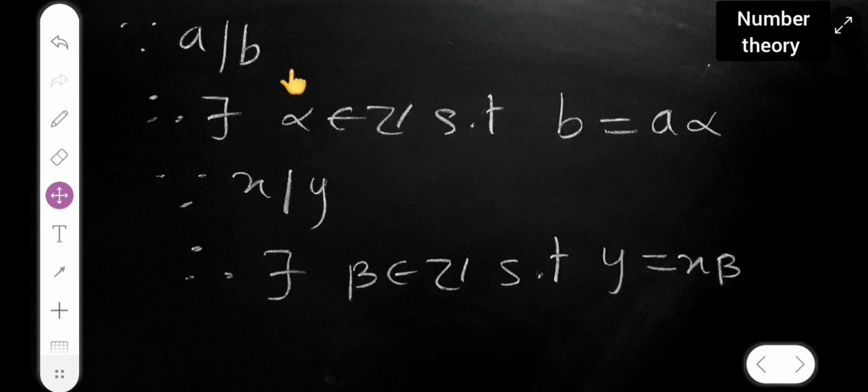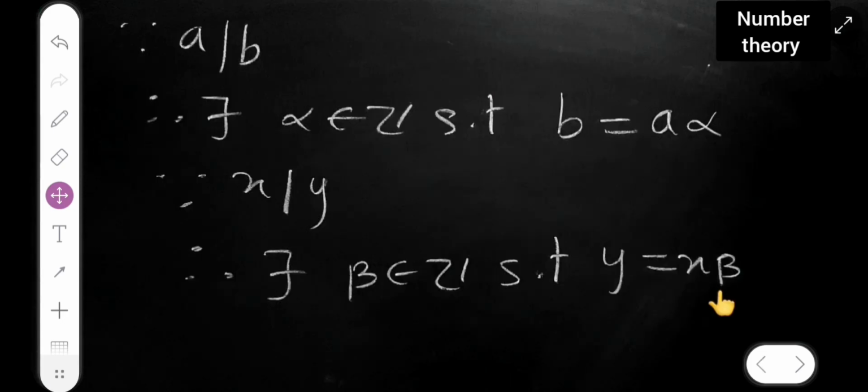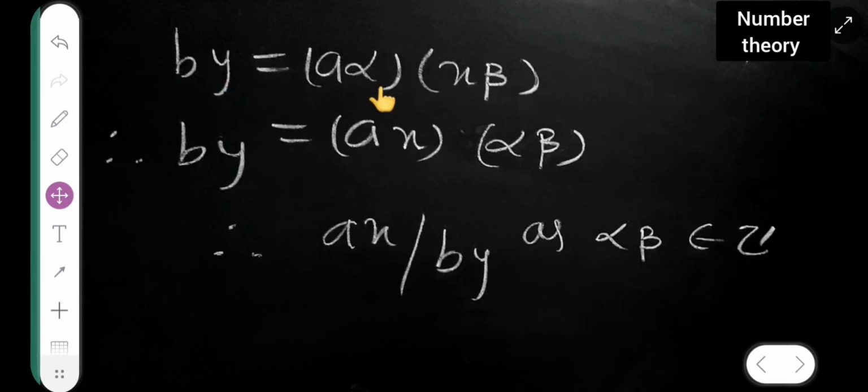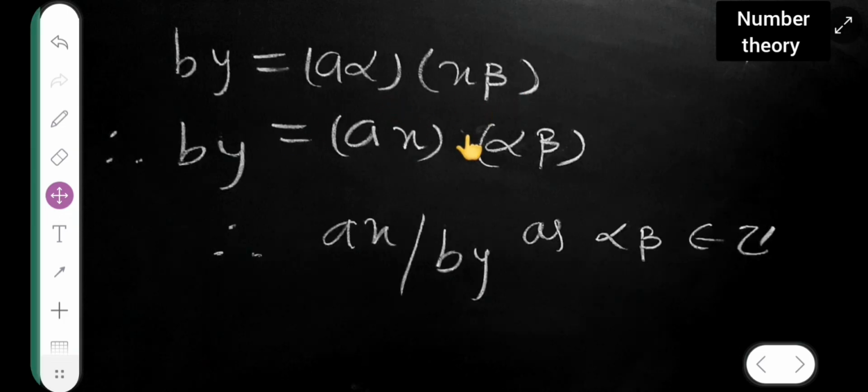So since a divides b, therefore there exists alpha belonging to integer such that b is equal to a alpha. Since x divides y, therefore there exists beta belonging to integer such that y is equal to x into beta. Now by is equal to a alpha into x beta. Now what is my b over here? b is nothing but a alpha. Plug the value here and then what is your y? y is x beta. Plug the value here. Then take a and x together, and alpha beta, take it to the other side. Therefore you can say that ax divides by as alpha beta belongs to integer.